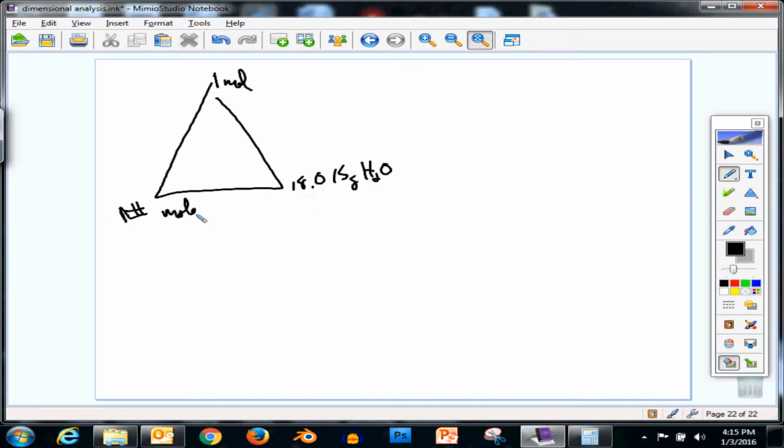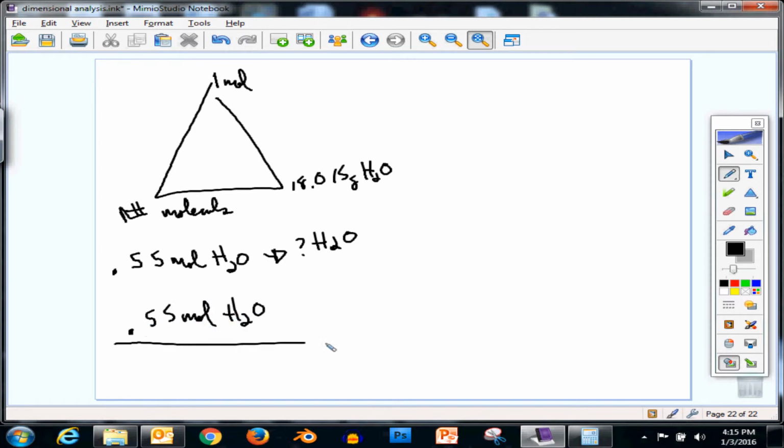Okay, so let's stay with the same triangle. 1 mole, 18.015 grams H2O, and Avogadro's number of molecules. So let's go back and let's say I gave you, let me erase. Let's go back to what we converted from grams to moles earlier, and we found this was 0.55 moles of H2O. How many molecules of H2O is that?